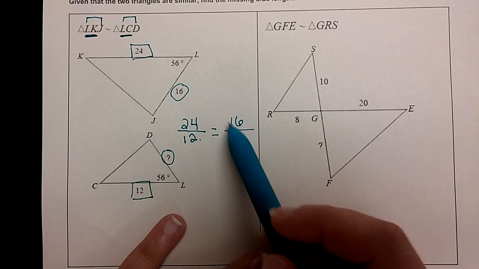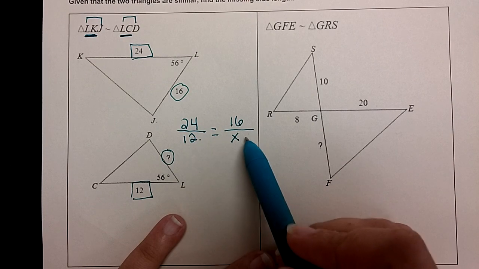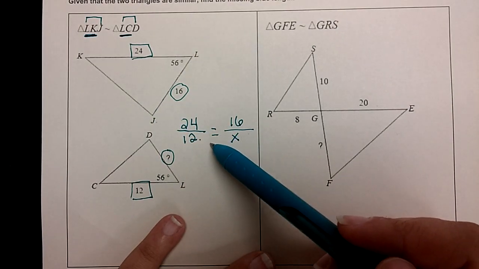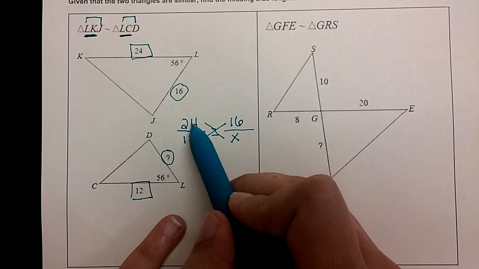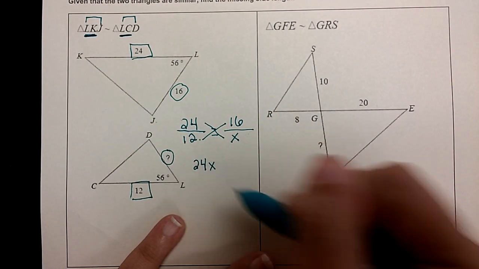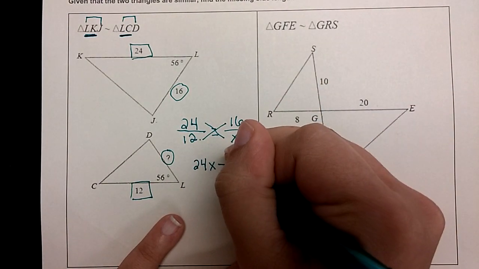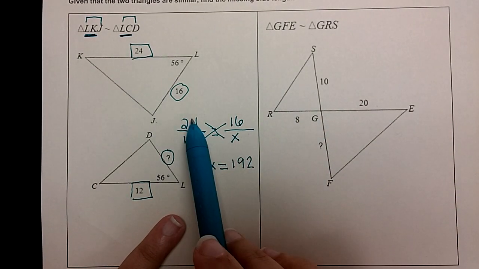So once you have your proportion set up, bigger triangle on top, smaller on the bottom, you made sure they were corresponding sides by using the similarity statement. Now we can solve this proportion by cross multiplying. So I'll do 24 times x, which is 24x, and 12 times 16, which is 192. So it equals 192. So I just multiplied across.